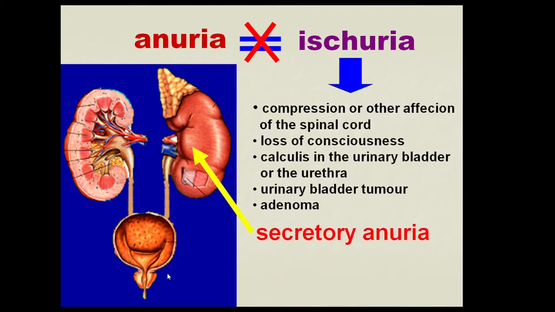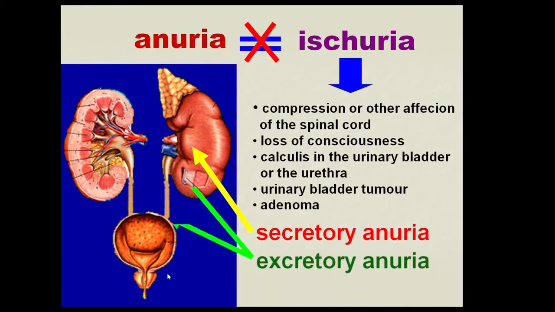Again, secretory anuria, problem with kidney through affection of glomeruli. Excretory anuria, problem with evacuation of urine from kidney into the urinary bladder, affection of ureters. And ischuria, which is obstruction of lower urinary tract. Urine cannot be evacuated from urinary bladder.